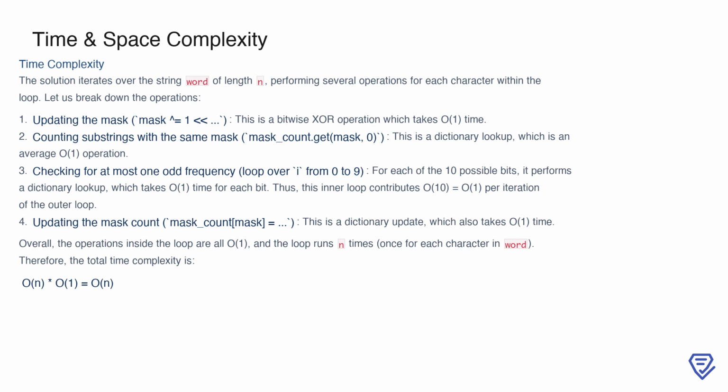We also have a loop that goes over 10 possible bits, from 0 to 9, to check for masks with at most one odd frequency. This inner loop performs a dictionary lookup for each bit, which again takes O(1) time per check. Since this is done for a fixed 10 iterations, the total contribution is O(10), which simplifies to O(1). Finally, updating the mask count in the dictionary is another O(1) operation. Since all these operations inside the loop are O(1), and the loop itself runs n times, once for each character in word, the overall time complexity of the solution is O(n).